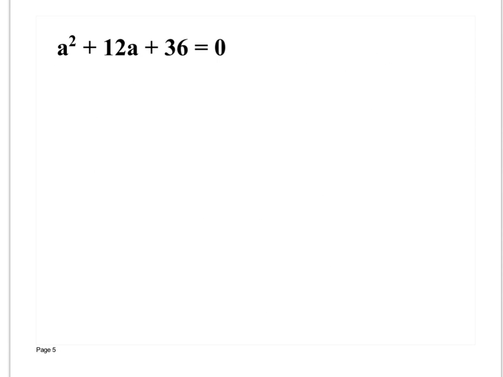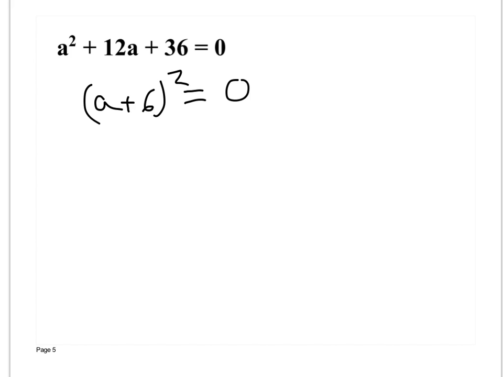A squared plus 12a plus 36 equals 0. They've already moved it to where it's equal to 0 on one side, so you don't have to do that step. We look to see, is this a perfect square trinomial? Is 1 a square? Yes. Is 36 a square? Yes. Is this 2 times 1 times 6? Yes. 2 times 6 is 12. So instead of working it out, I just know it's a plus 6 squared.